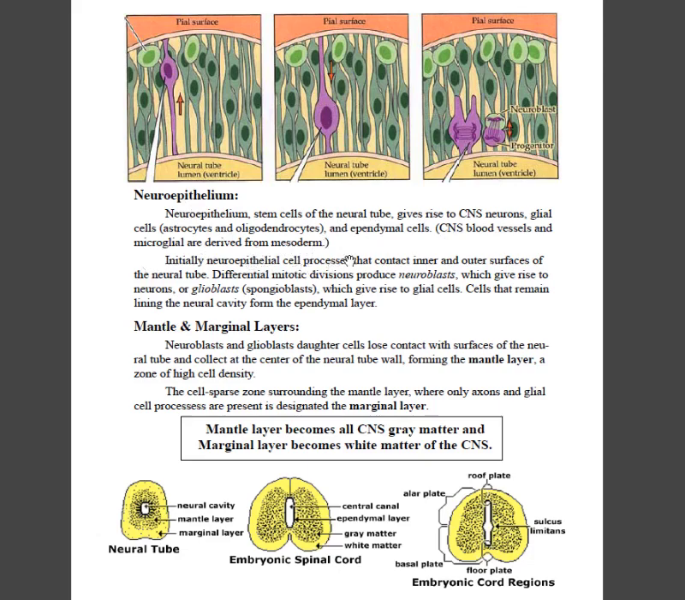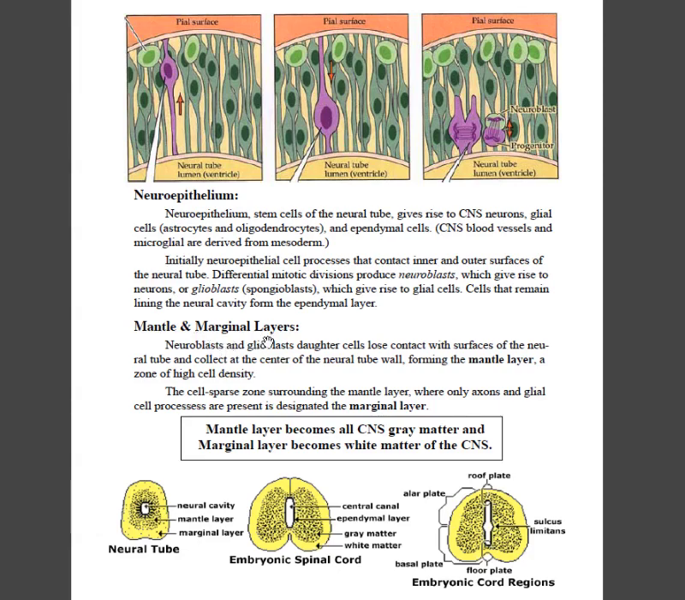Initially, neural epithelial cells contact the inner and outer surfaces of the neural tube, as you can see here. As these stem cells proliferate, they form more stem cells, but they also give rise to neuroblasts, which are going to form neurons, and glioblasts, which are going to form the glial cells. Also, some of the cells will remain lining the neural tube, and those will be ependymal cells. And some of these neuroblasts and glial cells will accumulate and lose their attachments to the surface.